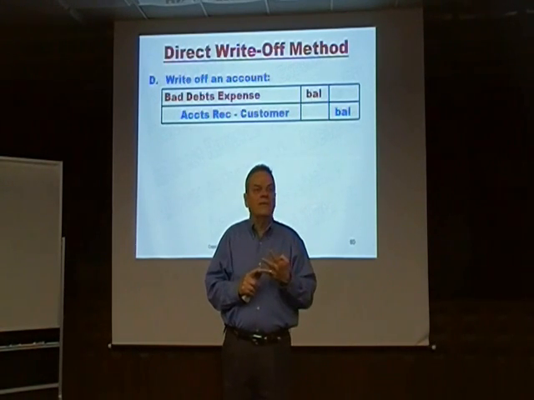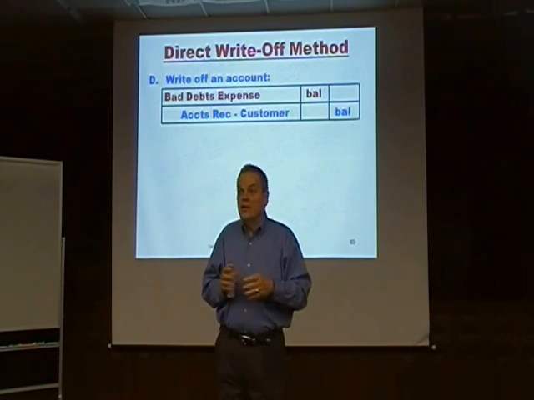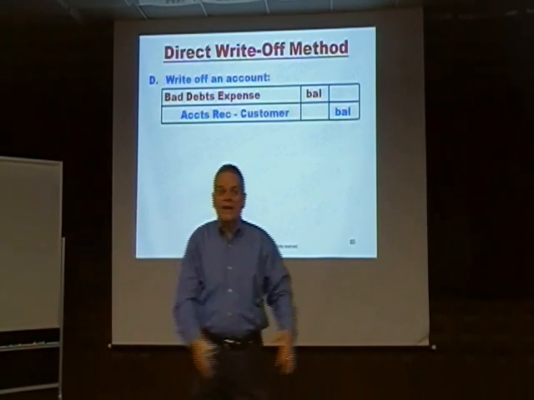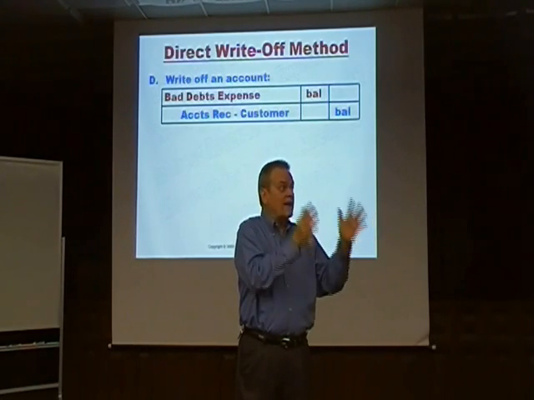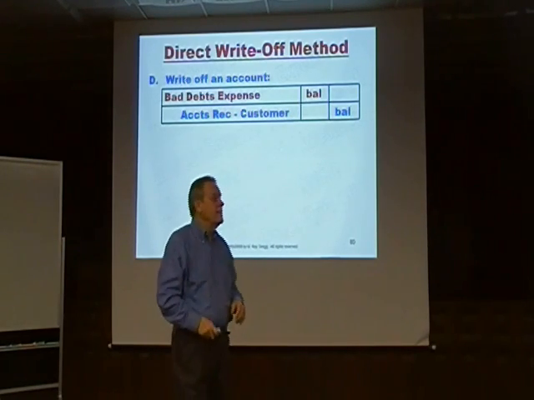When you write off an account, here's how you do it. You debit bad debts expense. There's where it gets its name. No allowance account, no estimate. You write it off directly to the expense account at that moment. The direct write-off method. Did you hear it? That's how it gets its name.